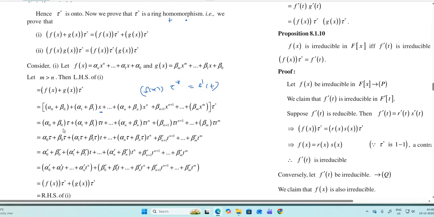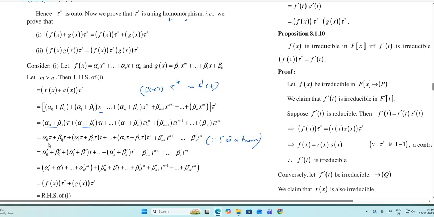Actually tau prime we could have written, but to be on the safe side we have just written tau itself. So this x is taken as t, x power n taken as t power n. But how about all this? Under tau, under tau, under tau only we have kept on writing. Because tau is a homomorphism, you can write like this. And here also tau is a homomorphism, you have it like this. So all these steps are because tau is a homomorphism.